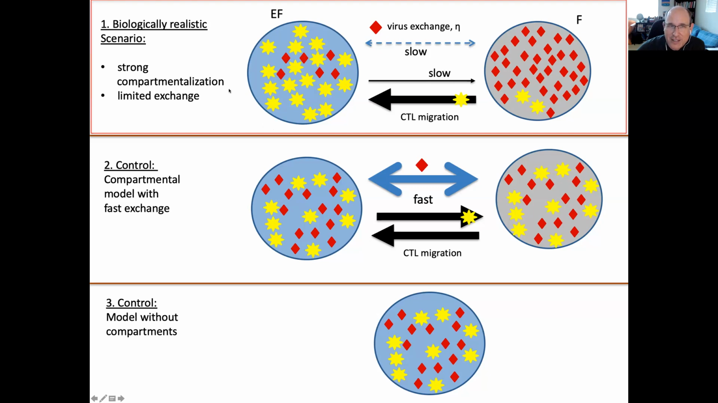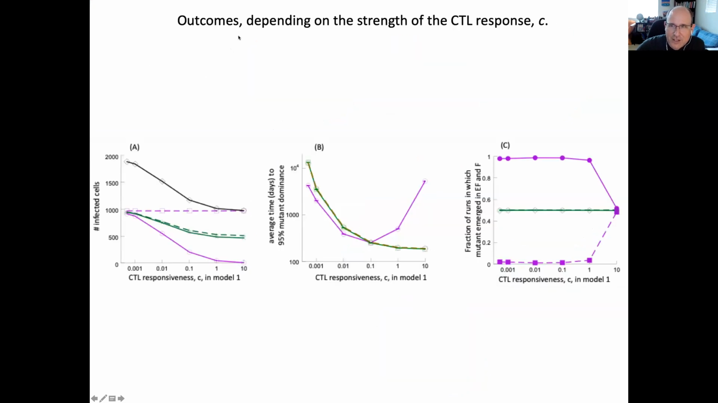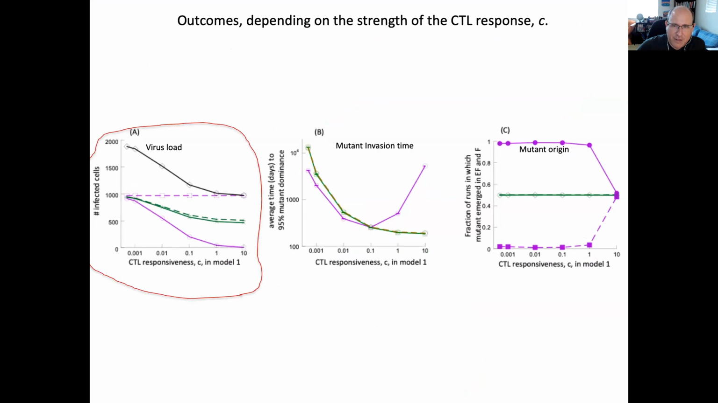We want to really see what is the effect of the compartmental structure rather than differences in the amount of virus. So we adjust the strength of the immune response in these control models such that the total population size is identical to the top version of the model here, which is the compartmental model. And so these are the results that we get. And let me just go through these graphs in a bit of detail.